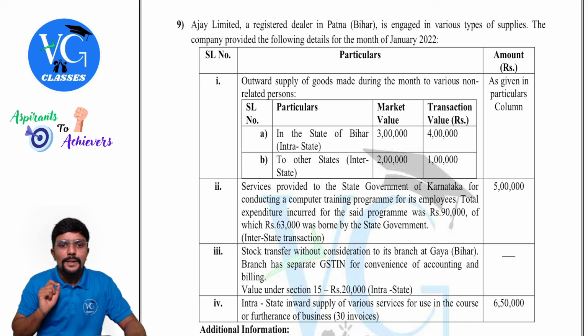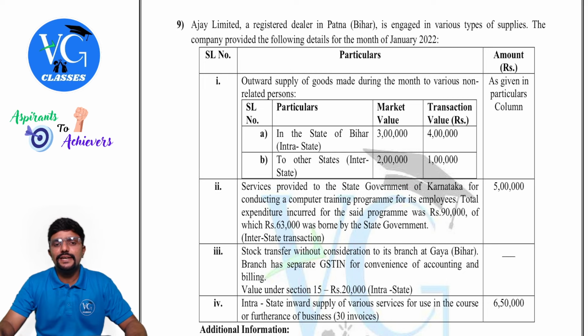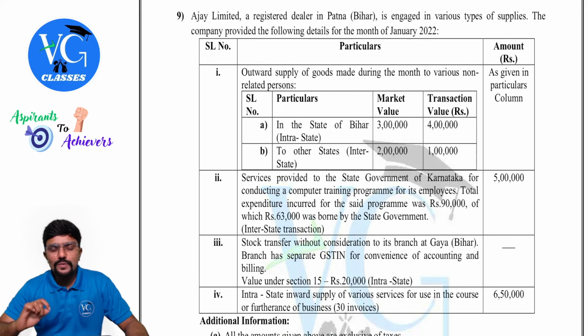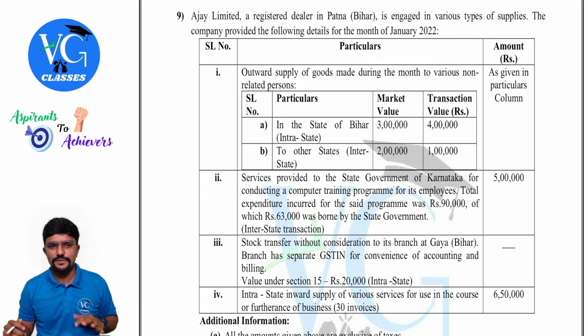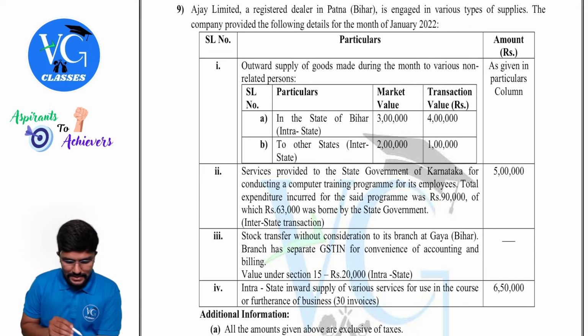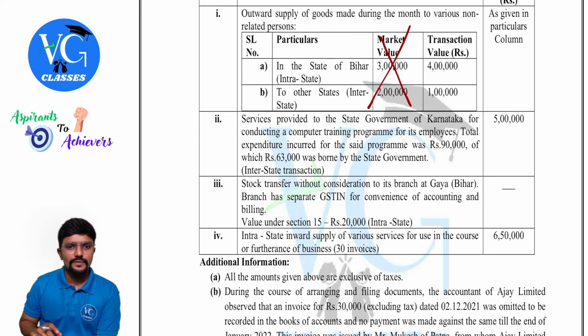Don't worry. Ajay Limited, a registered dealer in Patna, Bihar, is engaged in various types of supplies. The company provided the following details for the month of January 2022. Outward supply of goods made during the month to various non-related persons. In the state of Bihar, intrastate, market value 3 lakh, transaction value 4 lakh. Market value is not relevant for us. To other state, interstate, market value 2 lakh and transaction value 1 lakh. Guys, here market value they have just given to confuse you, not relevant. Okay, second one.